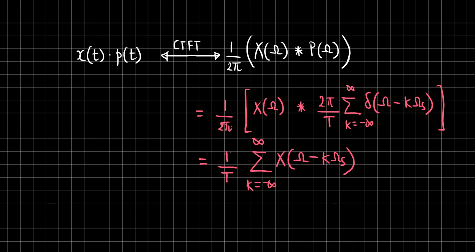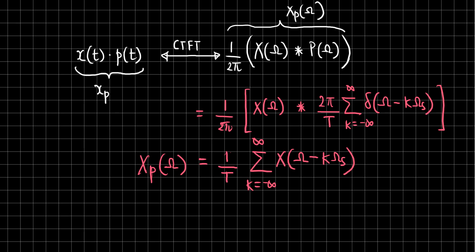You can see from this expression that the output, the frequency domain representation of xp of t, is going to be X of omega that is being replicated at every integer multiple of this sampling frequency. So this is simply the Fourier domain representation of xp, so that is capital Xp of omega. So this one here is capital Xp of omega, and this is in the time domain, that is xp of t. So this is the representation that we have obtained for the Fourier domain representation of the sampling of continuous time signals.